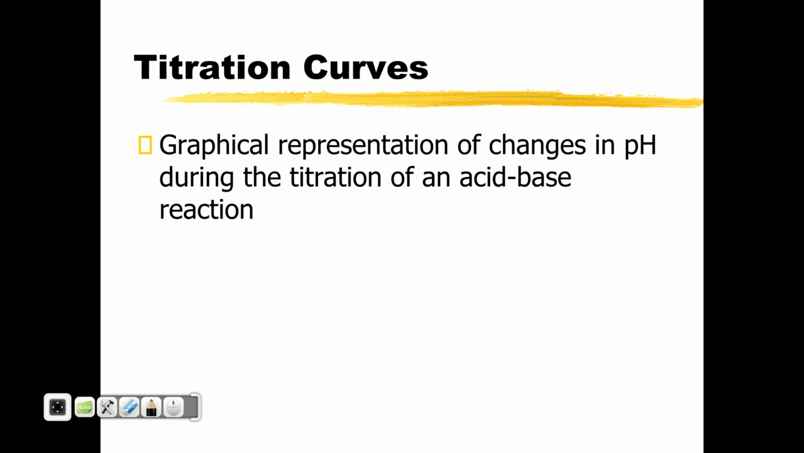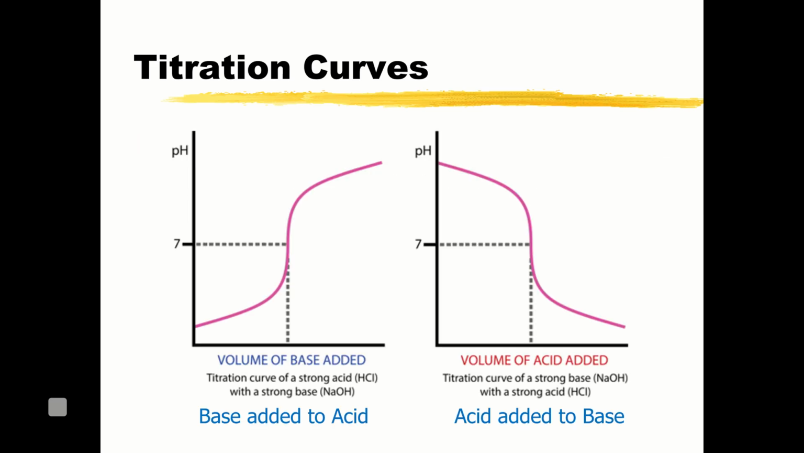These create what are called titration curves, and these are very specific types of curves, and there's a very clear trend to how these work. They'll show you how the pH changes over time. We call them an S curve.